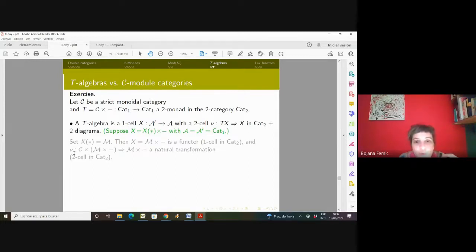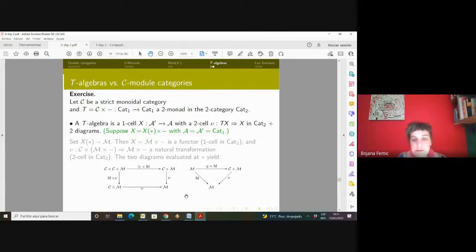Then nu is given by T and X, and now T is this one, C times something, and X is M times. So I end up with a natural transformation of this form, and as such it is a two cell in cat2. And I also have these two diagrams, which before I wrote in string diagrams. But in order to connect with something that you can visually recognize, I write these two diagrams in this other way, as square diagrams.